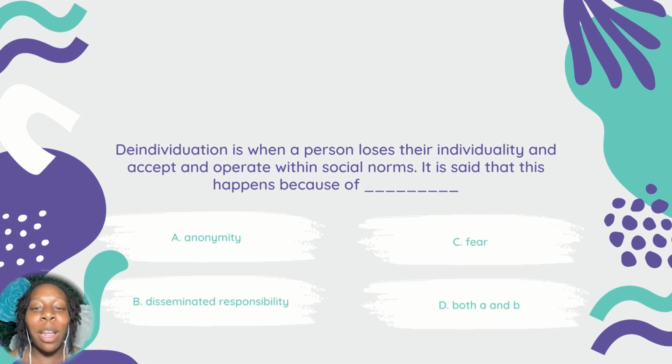De-individuation is when a person loses their individuality and accepts and operates within social norms. It is said that this happens because of what? All right. De-individuation happens because of anonymity and disseminated responsibility, not fear.